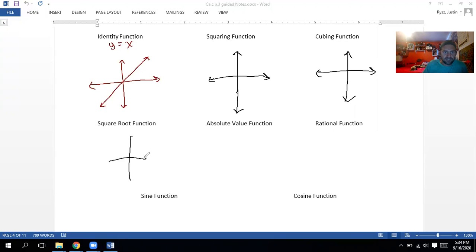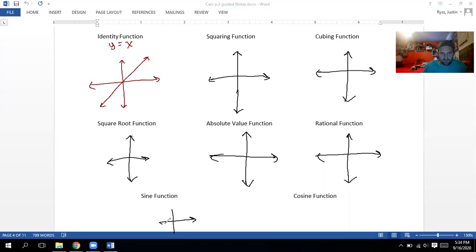Square root, absolute value. Still getting used to this digital pen here. It's better. All right, and then we got sines and cosines. Well, that's good enough. All you really need to know about sines and cosines at the beginning. And they are technically just transformations of each other.